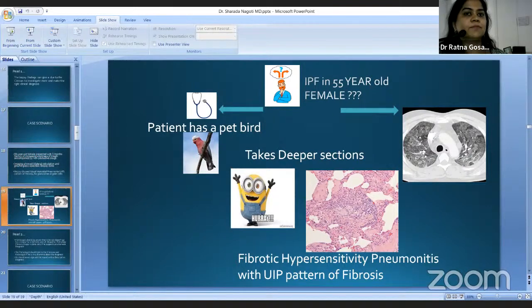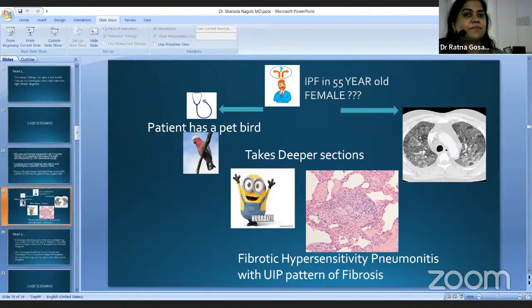If that is the pattern, then obviously the buck stops there. You wouldn't generally jump on to biopsy. I think maybe some of our pulmonologist colleagues can comment, they might do a lavage, right? Okay. If they find a lymphocyte predominant bronchial lavage, and also get that history of the patient having a bird, hmm, I think that is the usual path.